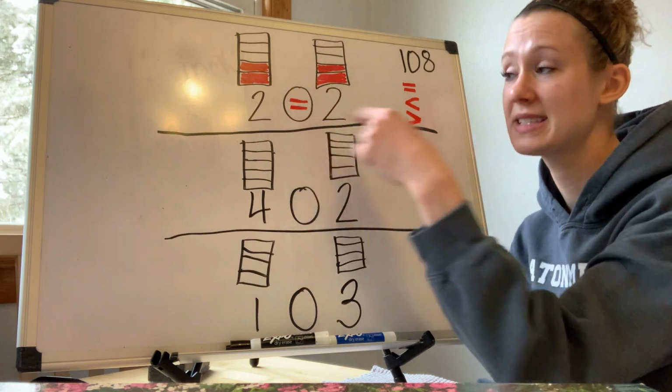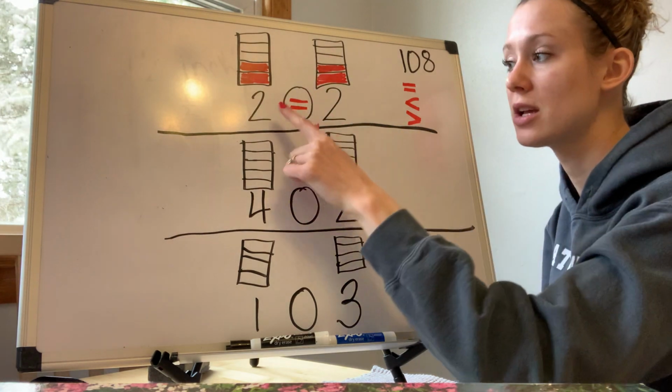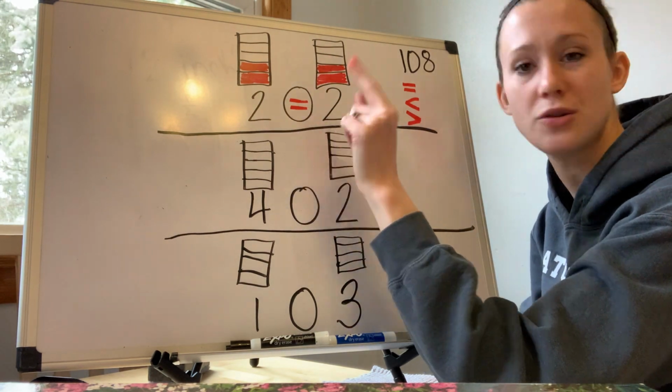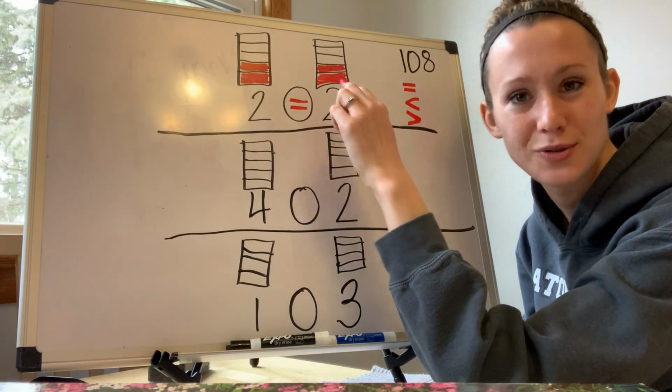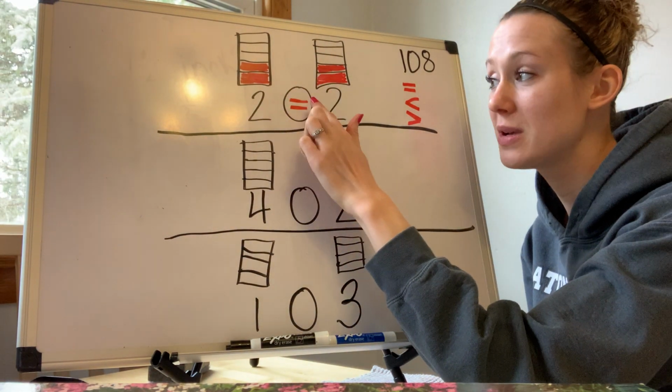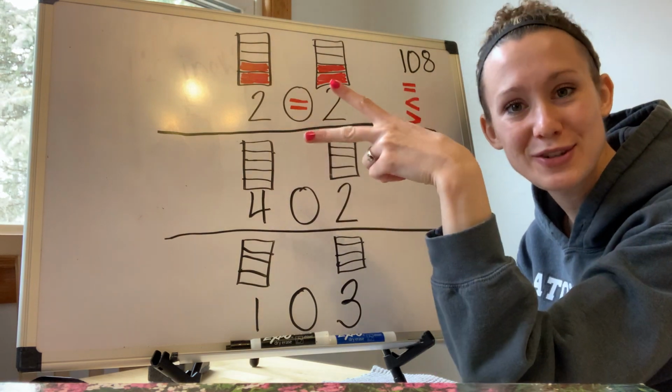And then we're going to read it like a sentence. So my turn first. You just listen. 2 equals 2. Your turn. Ready? Go. 2 equals 2. Awesome. Because 2 is the same as 2.